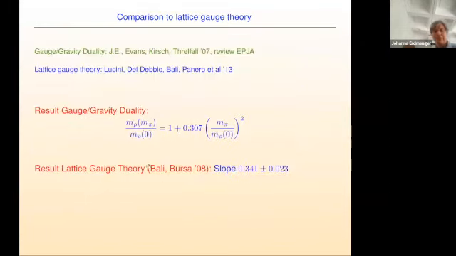Okay, yeah, so here we have to match this coefficient in this ratio, but then what we can compare is the slope of this line, and that's our result. And the lattice gauge theorists, they are all Italians actually. They work in Great Britain, in Wales. So that's what they got. Okay, so you see we are within the error bars. Are there any questions about this?